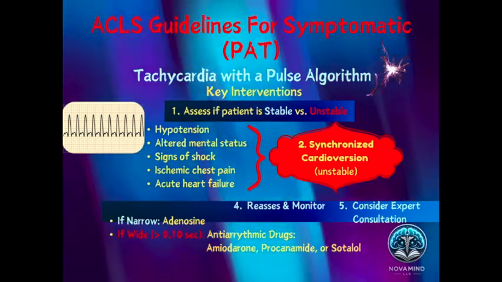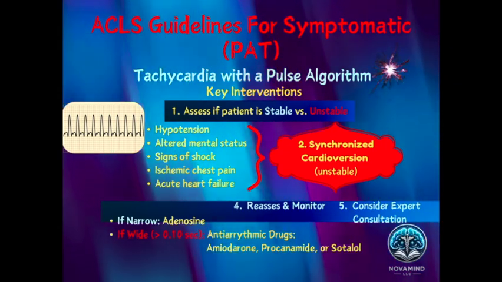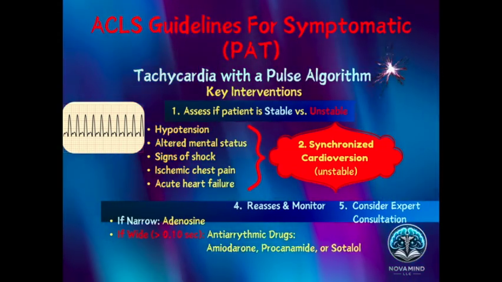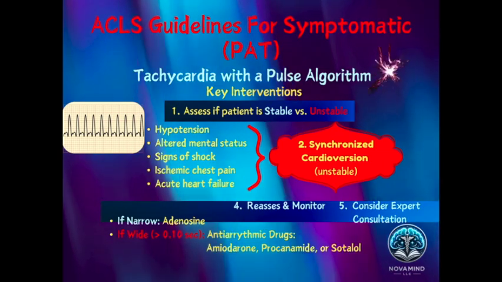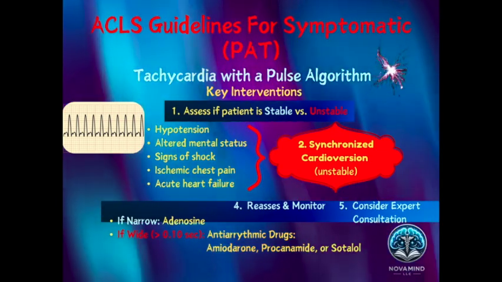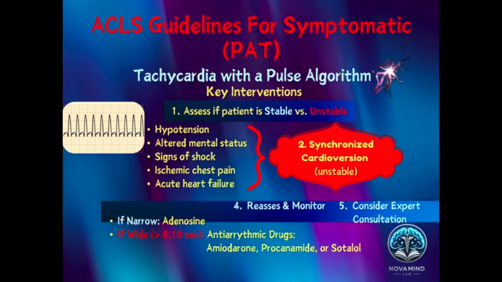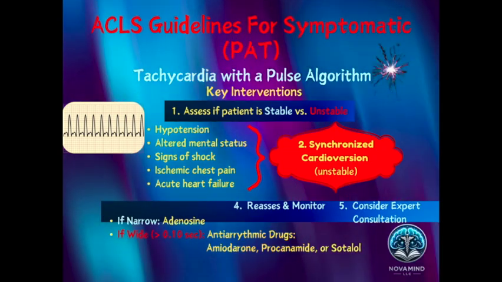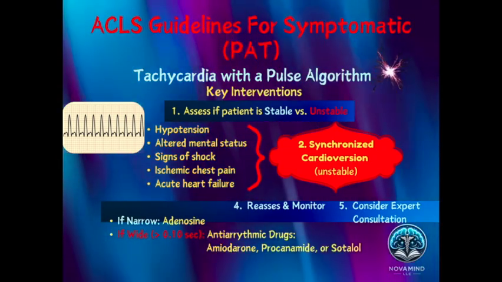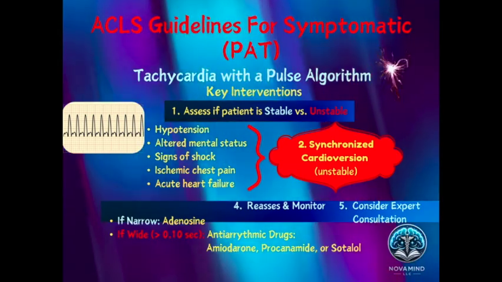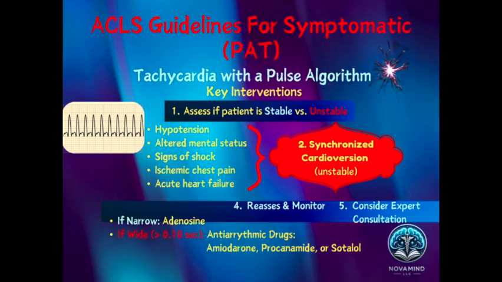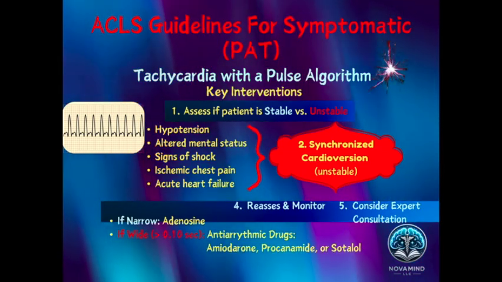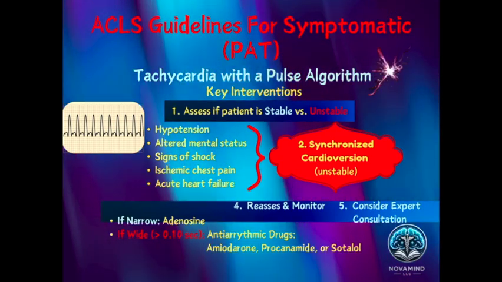Now, let's only focus on those symptomatic patients with PAT deemed unstable. For those unstable patients with a regular narrow complex tachycardia, which is PAT in this case, synchronized cardioversion is the initial priority intervention. You may also give adenosine, 6 milligrams IV push rapidly, followed by a saline flush. If necessary, a second dose of 12 milligrams can be administered. Adenosine helps to terminate SVT by blocking AV nodal conduction. If adenosine fails or is contraindicated, consider beta blockers or calcium channel blockers, diltiazem or verapamil.